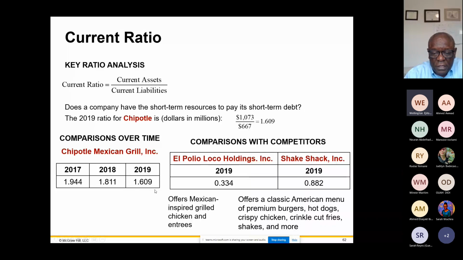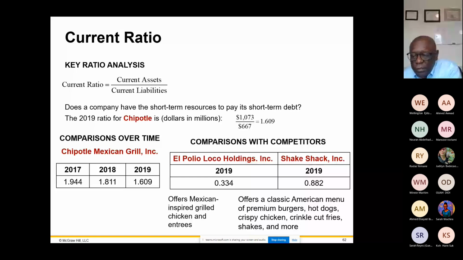In 2019, Grail's current ratio is 1.609. Look at this company, 0.344. Who can explain the current ratio of this company? What is the implication of 0.334? Yes. The implication here is that Mexican Grill Incorporated is more liquid compared to El Polo Local Holdings. With a ratio of 0.33, the amount of money at their disposal to settle their liabilities is low. So of course, this company would certainly go bankrupt, because the industrial norm is that the current ratio should be around 2:1. Compared to this, it's below industrial standard.